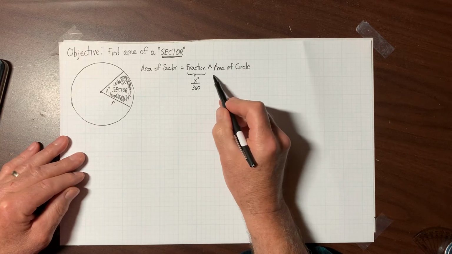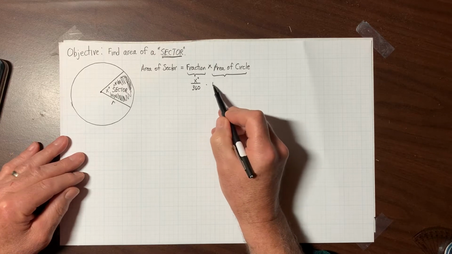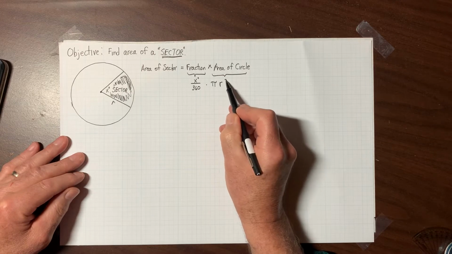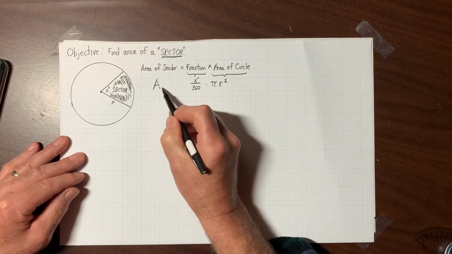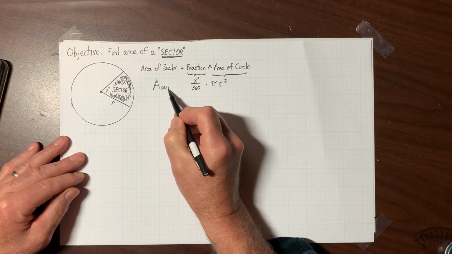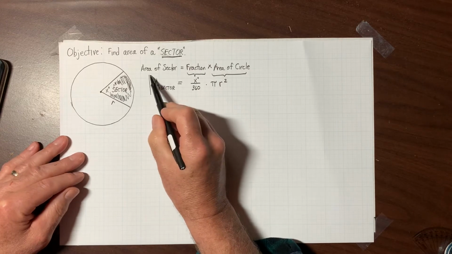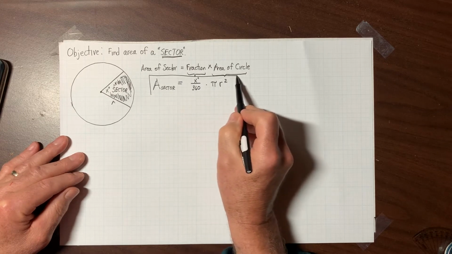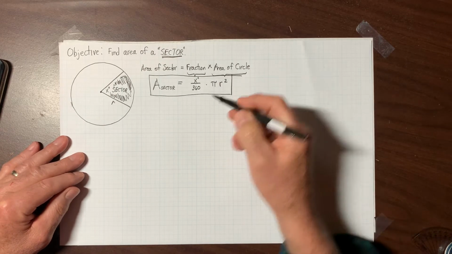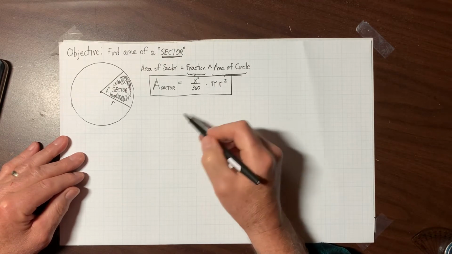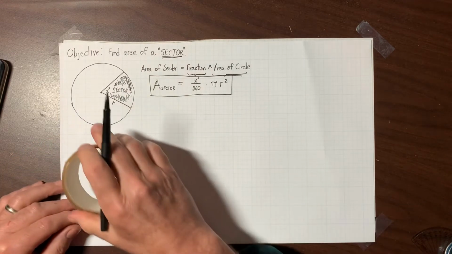The area of a circle, we already have a formula for that, pi r squared. So the area of a sector is given by this formula. It's going to be the degree measure of the angle over 360, that creates that fraction, and then you multiply by the area of a circle. So let's do some example problems.